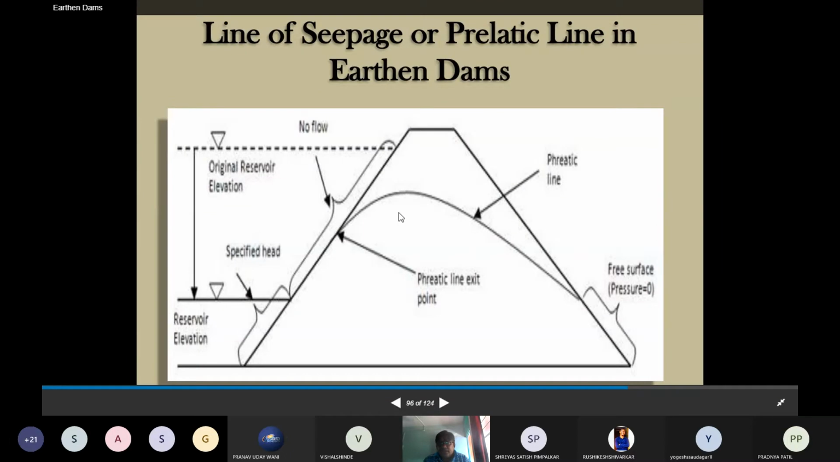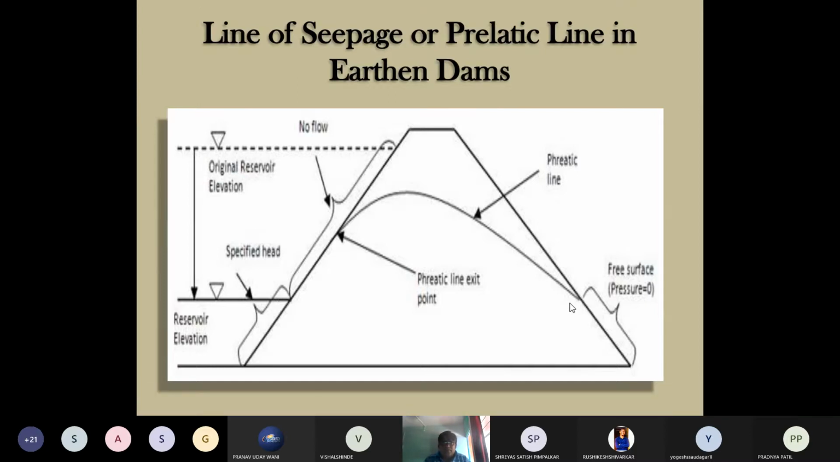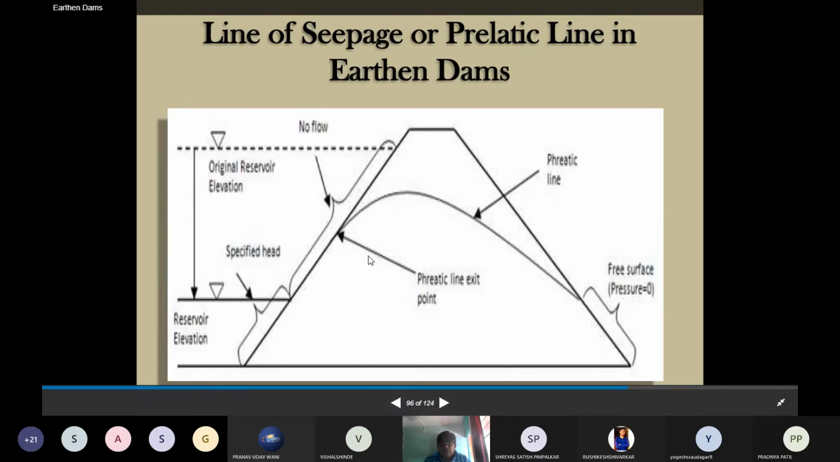See, this is the line of the seepage called the phreatic line, which goes to the downstream side, but it should not go away from the structure. That is the precaution, otherwise failure may occur, and you try to bring the phreatic line within the body of the dam. So that's why there is a need to provide filters, particularly the rock filter, also called the toe filter.